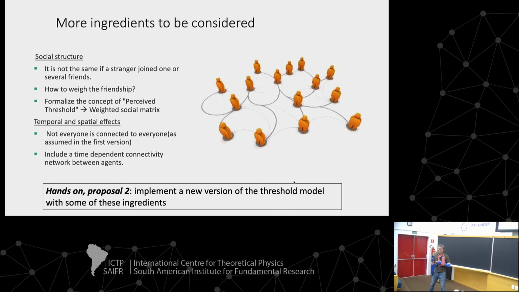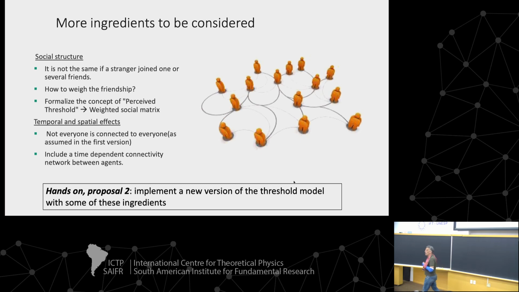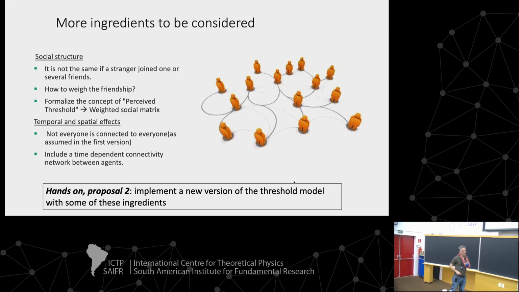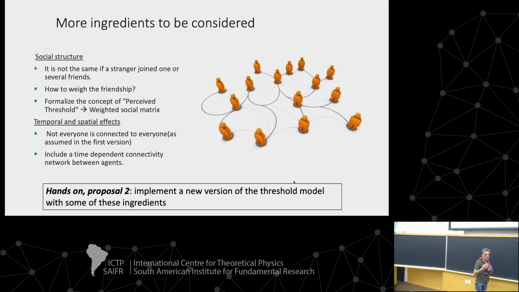Hands-on, proposal 2. Can we do the Granovetter model with some kind of social structure? Can we add some weight in the interaction, friendships, etc.? Can we do a better model than this mean field model of Granovetter? If you're interested, we can do it departing from the Colab I'm going to share with you.